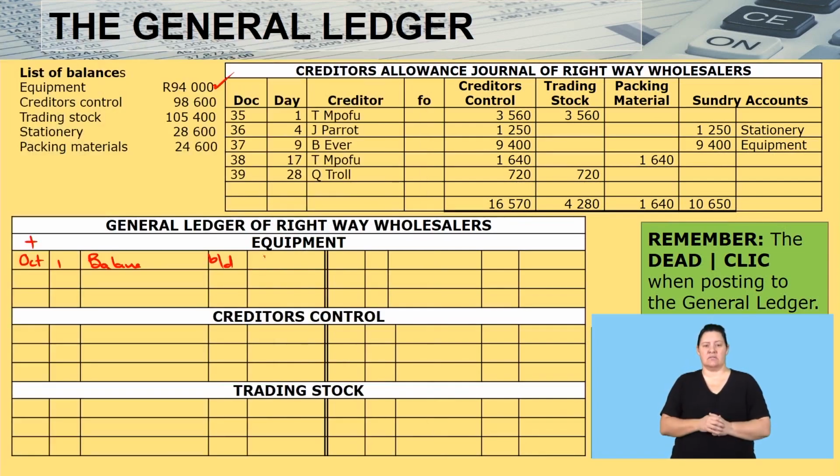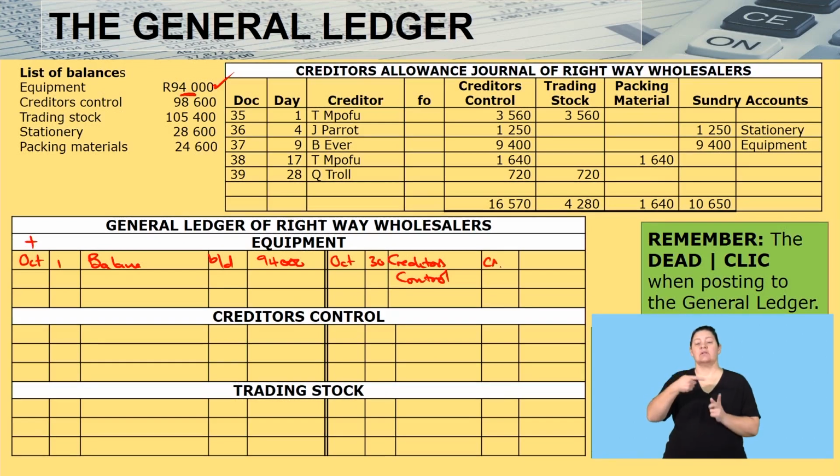My balance is 94,000. This one here. Do I have any allowance? Yes. So I'm going to come here, then I'm going to say October 30, and then I'm going to now say creditors control. Okay? Creditors control. And from which journal am I posting this from? From the creditors allowances. So I'm going to say CAJ. How much do I get? Then I need the total of equipment that was returned, 9,400. I have my 9,400 there. As simple as that. Let's quickly go on to the next one.